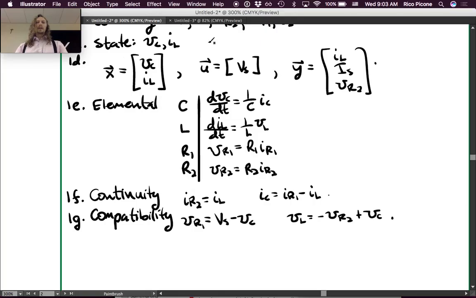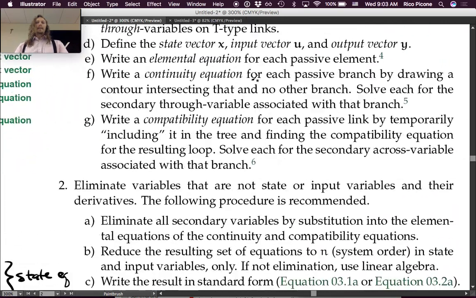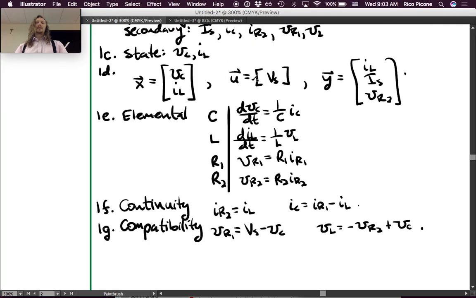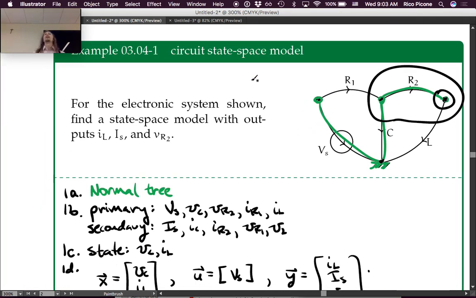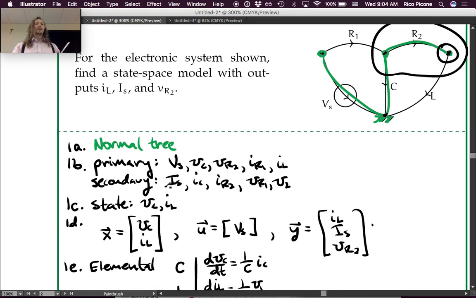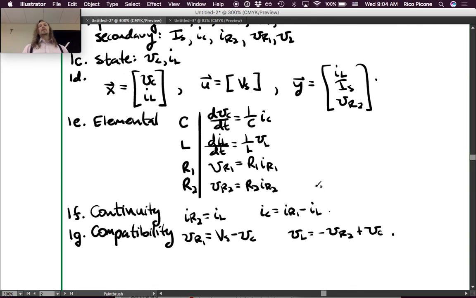So we were in the middle of this example, right? So we had this linear graph here. We had done step 1, right? We had done the normal tree, primary variables, secondary variables, state variables, state input, output vectors, elemental equations, continuity, and compatibility equations. So now we have step 2.